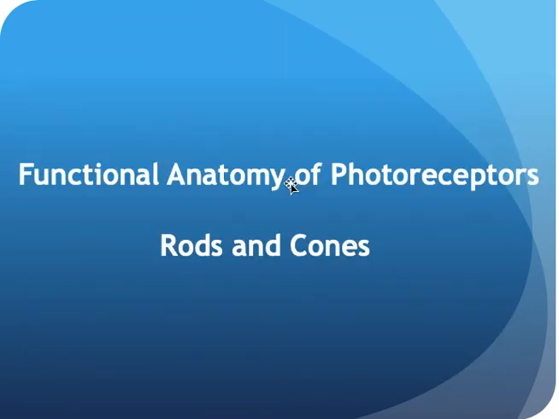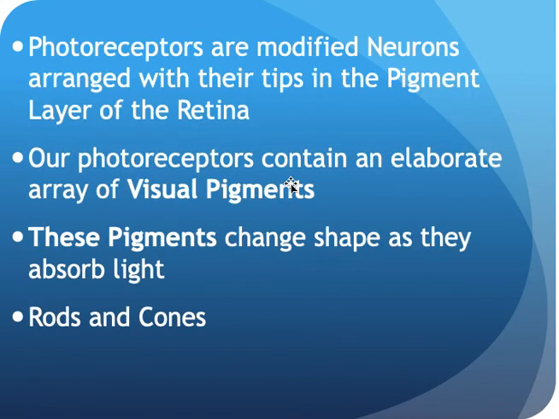Okay, so a functional anatomy of our photoreceptors. When you're talking about photoreceptors, you're talking about the rods and the cones, and we're trying to stimulate them so that we can create these impulses and send that info up to the brain so that it can be analyzed. Photoreceptors are modified neurons. They're arranged with their tips in the pigmented layer of the retina, and we saw that from the photo. The cool thing about them is that they contain an elaborate array of these visual pigments, okay?